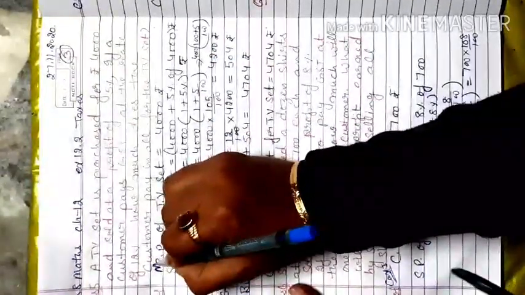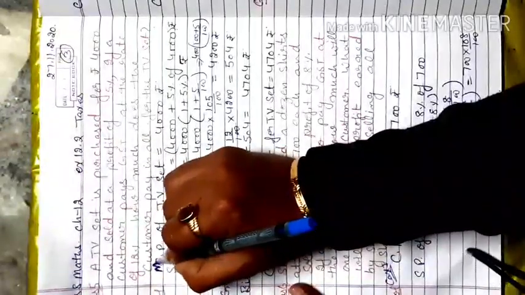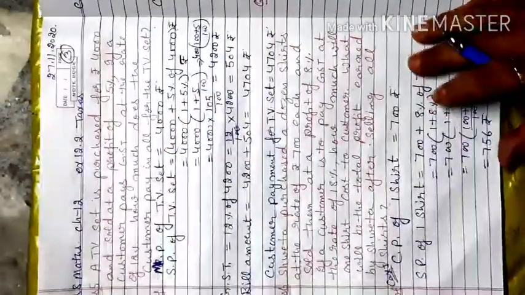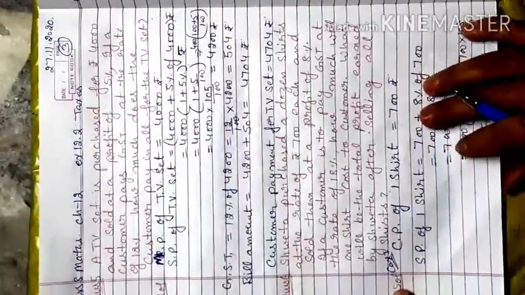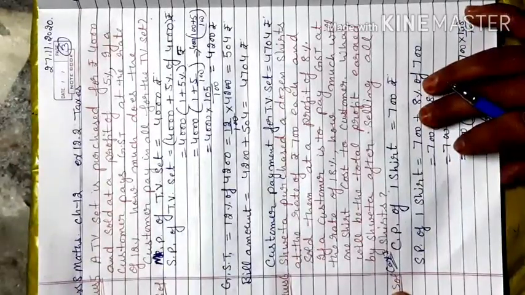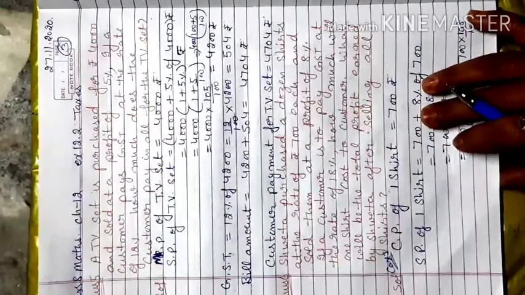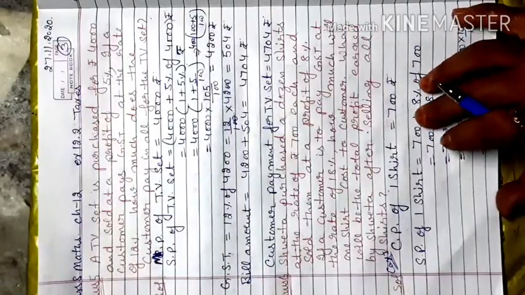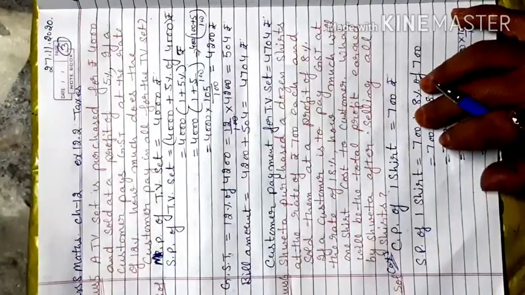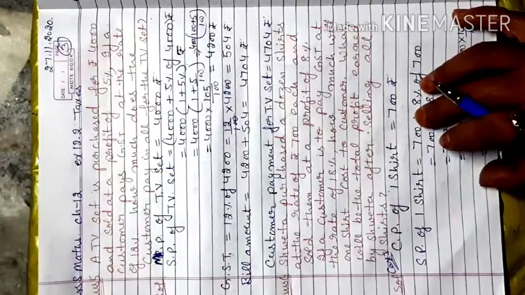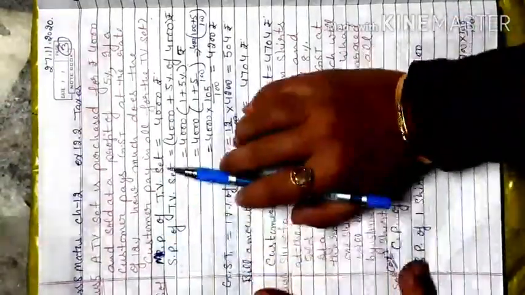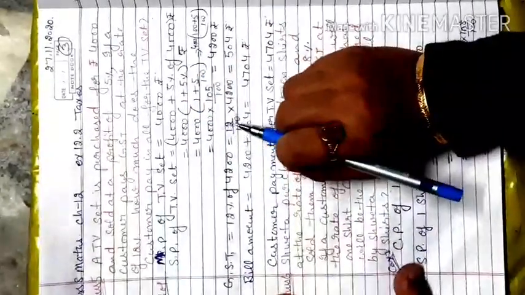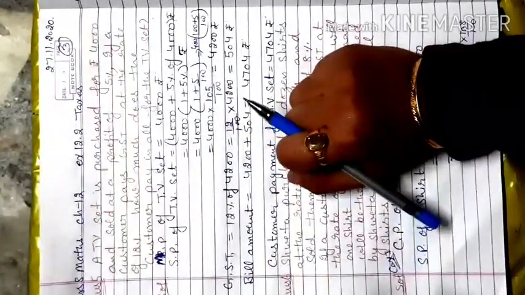We can say that this marked price is also the cost price. Generally we think that cost price means what is bought by the shopkeeper from somewhere else. But when a person wants to buy something, whatever marked price is set by the shopkeeper will be considered as the cost price. So here either we can write marked price of TV set or cost price of TV set. Marked price of TV set is 4,000, but the shopkeeper wants to make a profit of 5%.